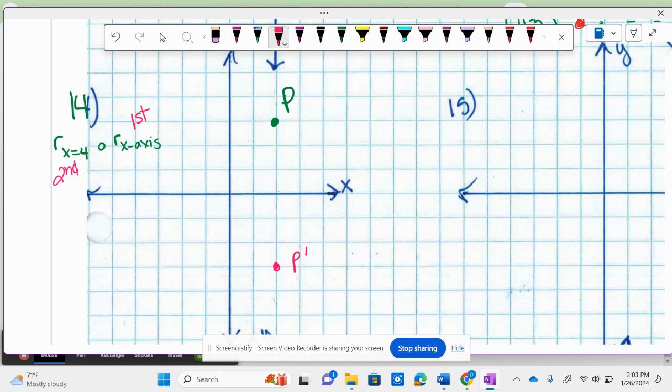Now I'm going to reflect it over the line x equals 4. X is 1, 2, 3, 4. That's this line right here. It's a vertical line.